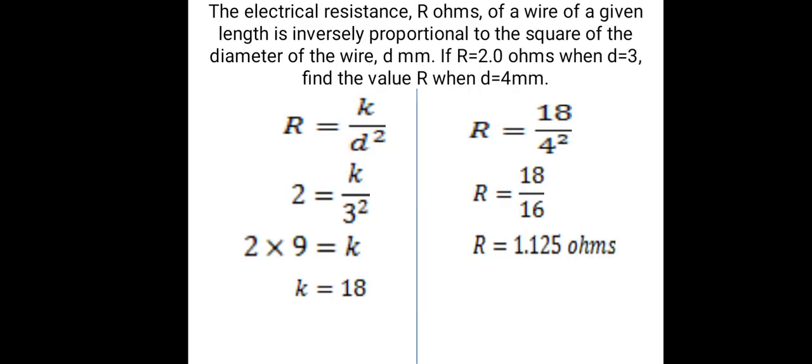Variations: direct, inverse, and joint variations. The electrical resistance R ohms of a wire of a given length is inversely proportional to the square of the diameter of the wire, d millimeters. If R is equal to 2 ohms when d is equal to 3, find the value of R when d is equal to 4 millimeters.